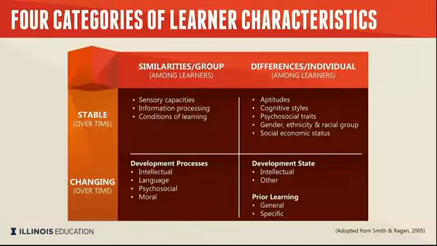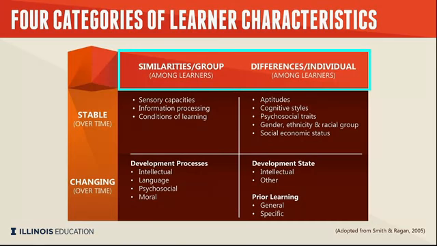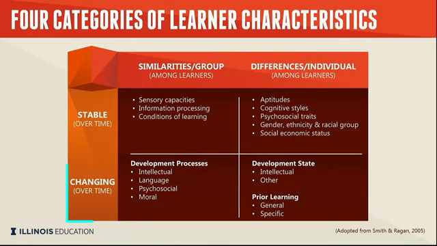Here's a table to show similarities in terms of the group of learners and differences among individual learners. That's the horizontal part of the table. The vertical part of it, you can see the stable and the changing aspects. So if you combine the two, you have the 2x2, four combinations to begin with.